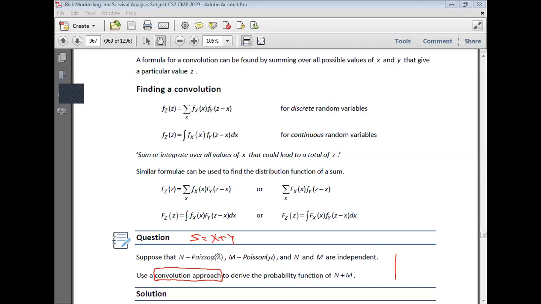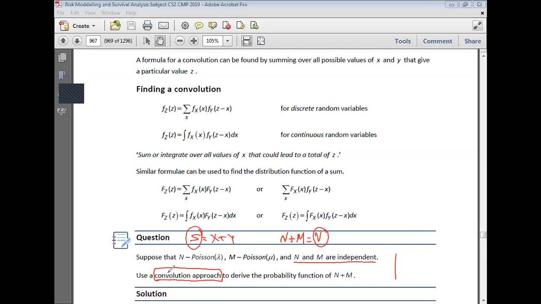So this is like an S equals X plus Y type question. Over here we have N following Poisson with parameter lambda, and M following Poisson with parameter mu, right? So you say that we should take N plus M equal to something. Let me just take it as P. And this has Poisson with lambda and this has Poisson with mu. And again, we have the assumption that these are independent. So we have to use the convolution approach to derive the probability function of N plus M, which is V here, similar to what we did for the S previously.